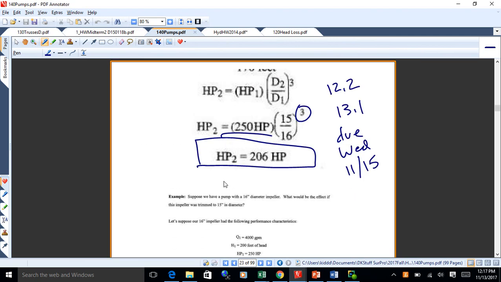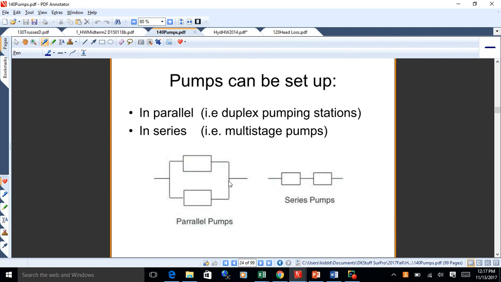So let's have a look at pumps here. Now pumps can be set up in different ways. They can be set up in parallel and in series, both. On page 134.